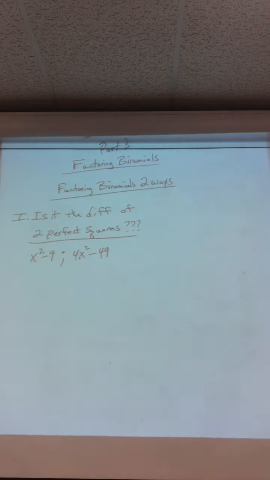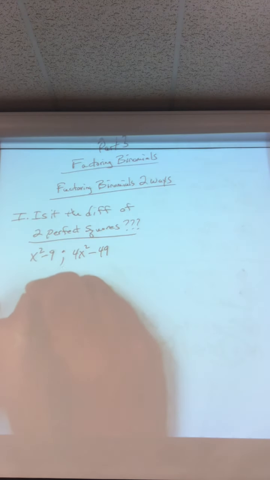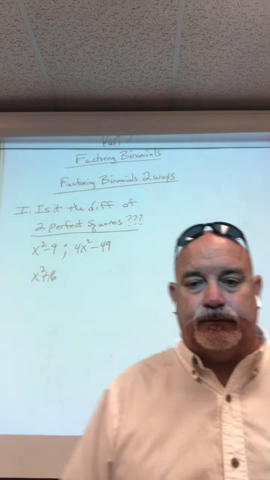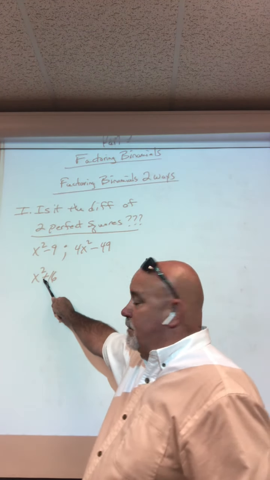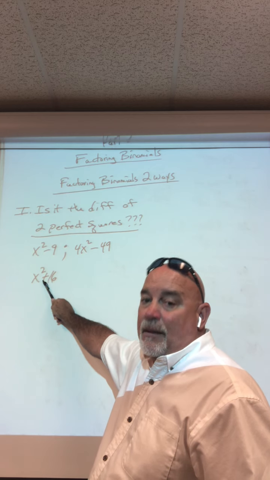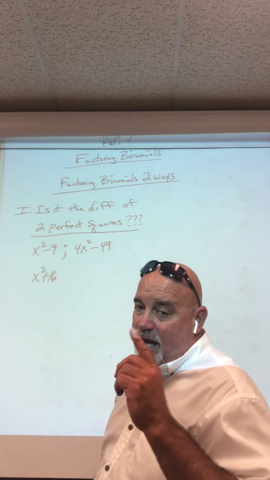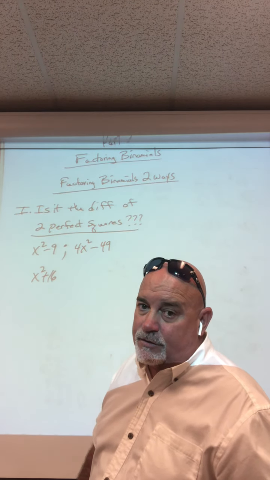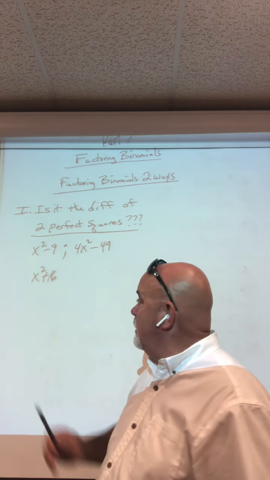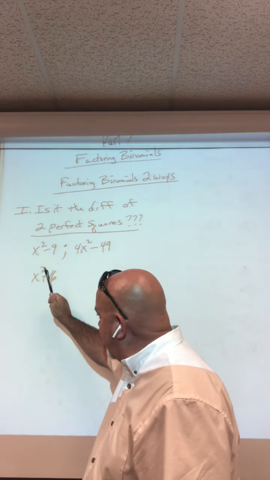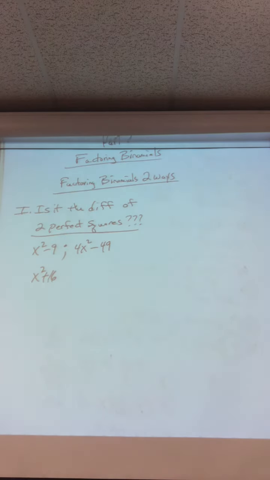So let me show you an example. If I write this, is this the difference of two perfect squares? No, because that's not a minus. I'm going to show you in a minute why this one doesn't factor. But if it's not the difference of two perfect squares, we call it prime. So, are these perfect squares? Yes. Is it two terms? Yes. But it's not a difference. Let me show you another one.